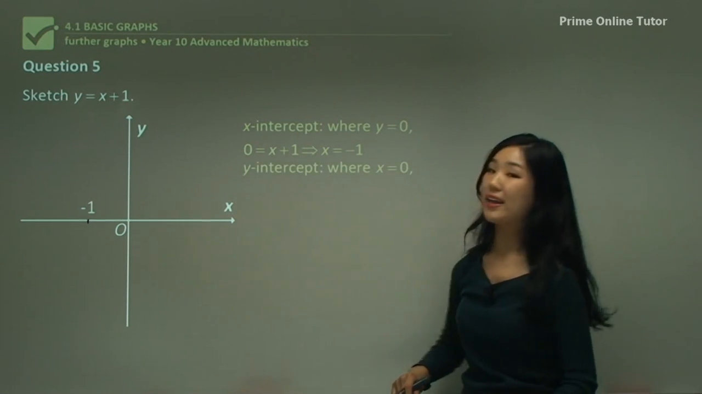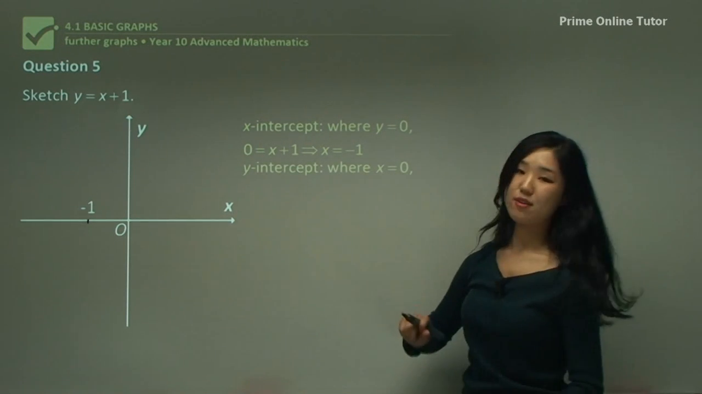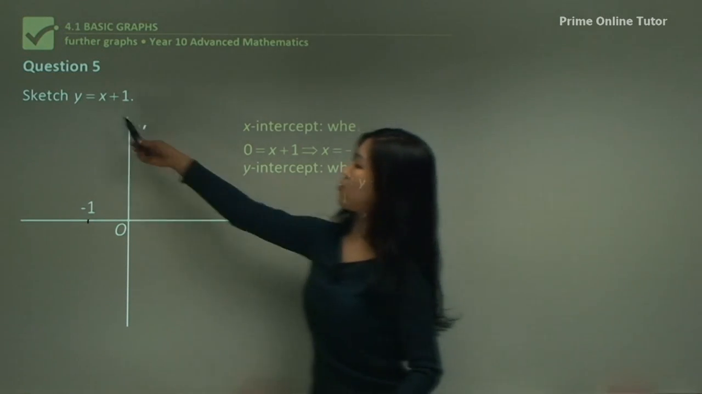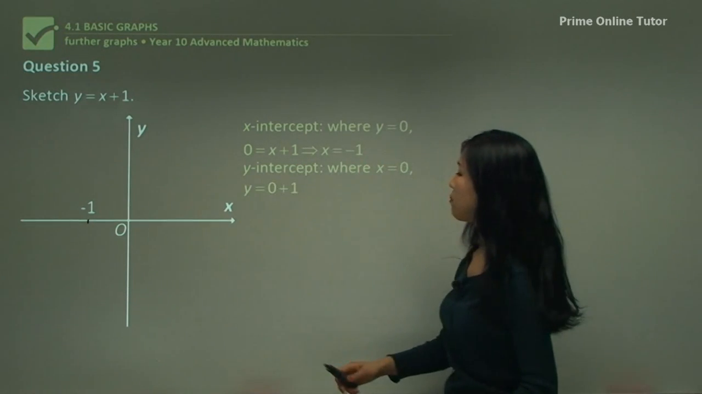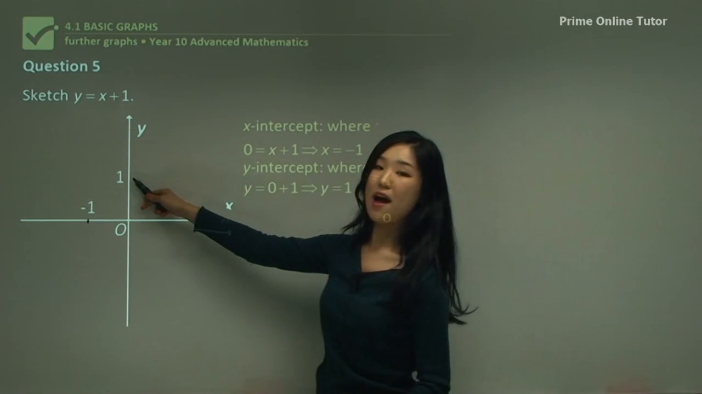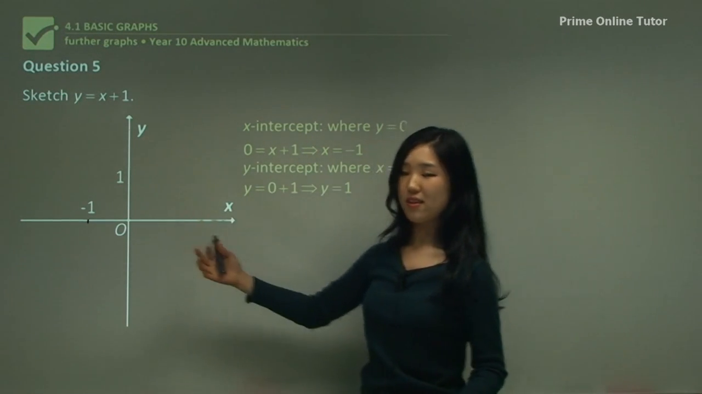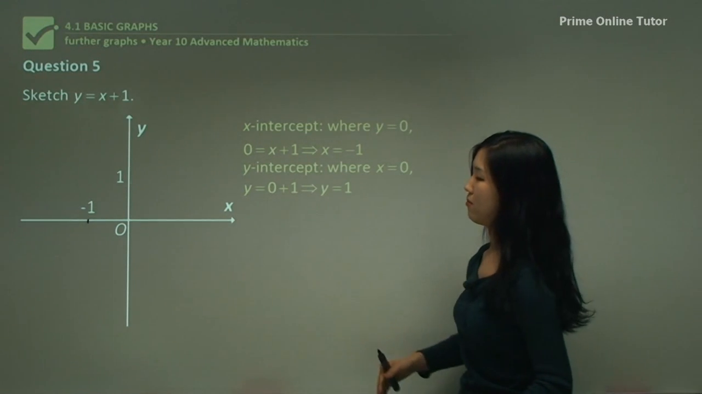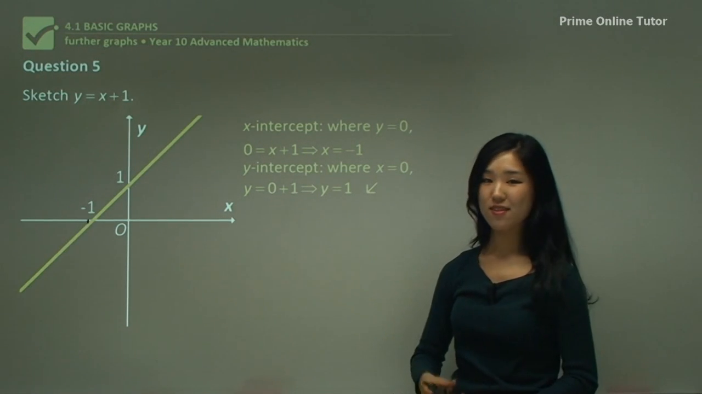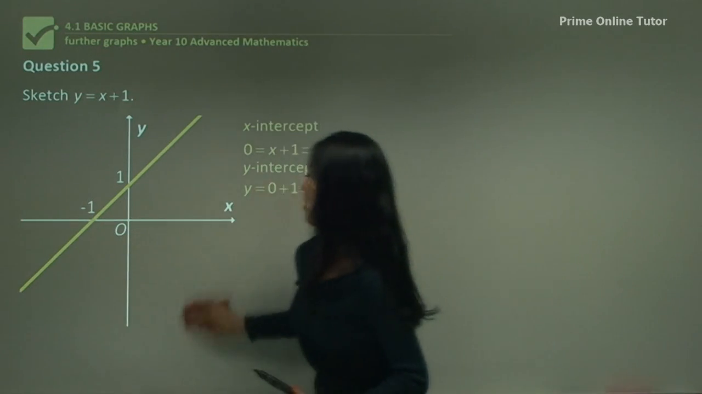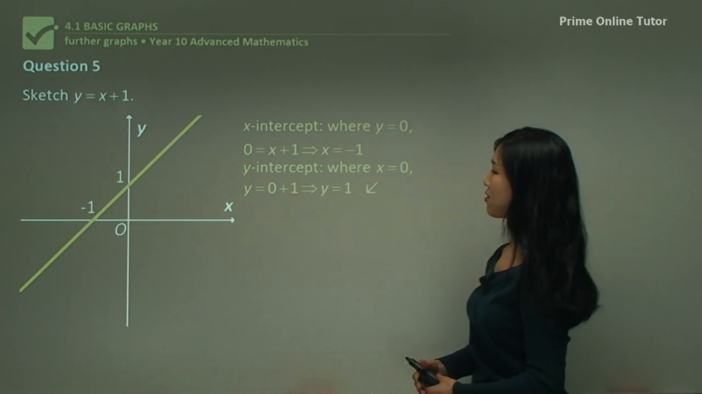Now, let's find the y-intercept by subbing x equals to 0 into our equation. So that x would become 0. So y would be 0 plus 1, which is simply 1. So that's going to be our y-intercept. That's really, really simple, isn't it? And all we need to do now, guys, is join it. Just like that. Alright, so that's how easy it is. That's all you need to do. Okay, that's question 5.